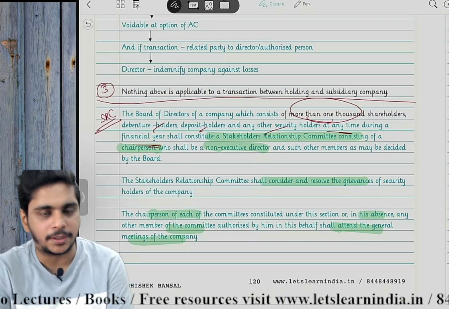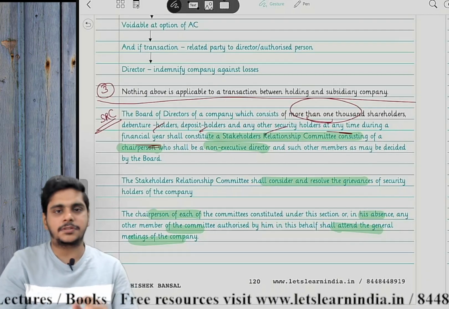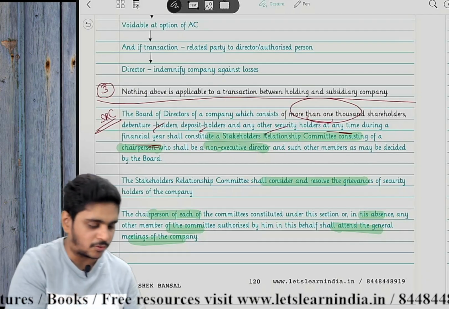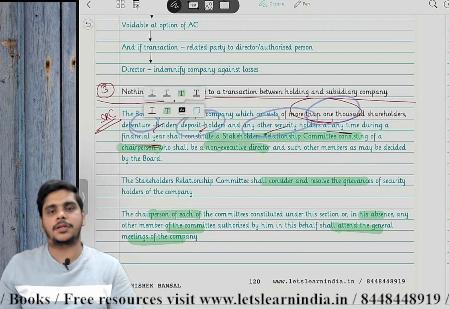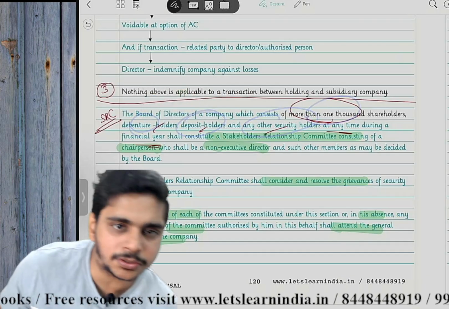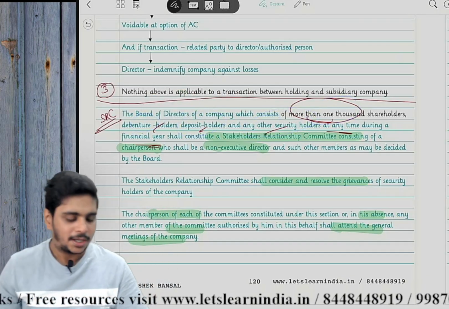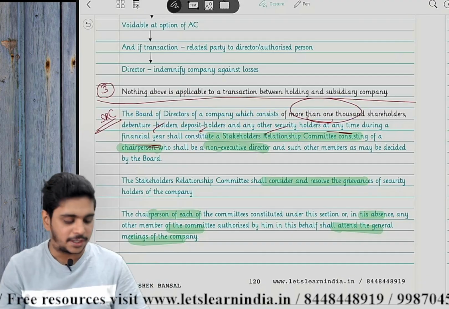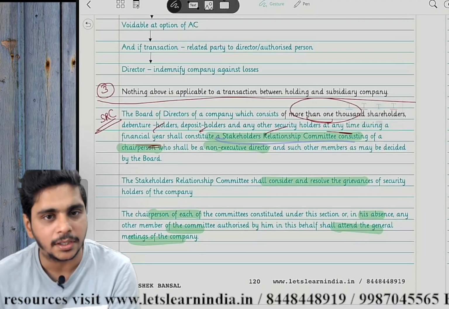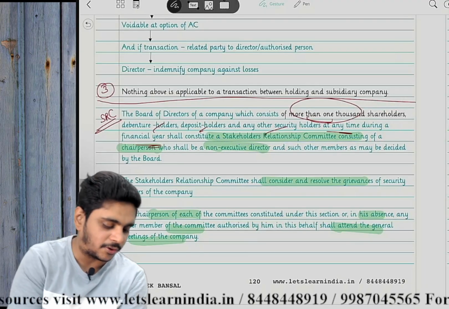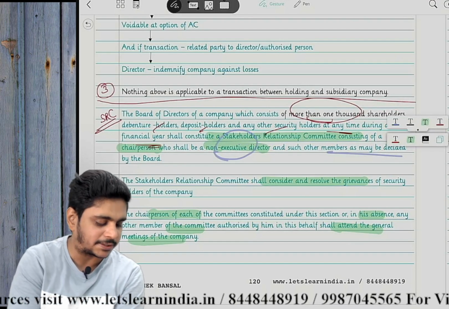Stakeholder Relationship Committee. So the board of directors of a company which consists of more than 1,000 shareholders, debenture holders, deposit holders or any other security holders at any point of time during a financial year shall constitute SRC. It shall consist of a chairperson who shall be a non-executive director and such other members as may be decided by the board.